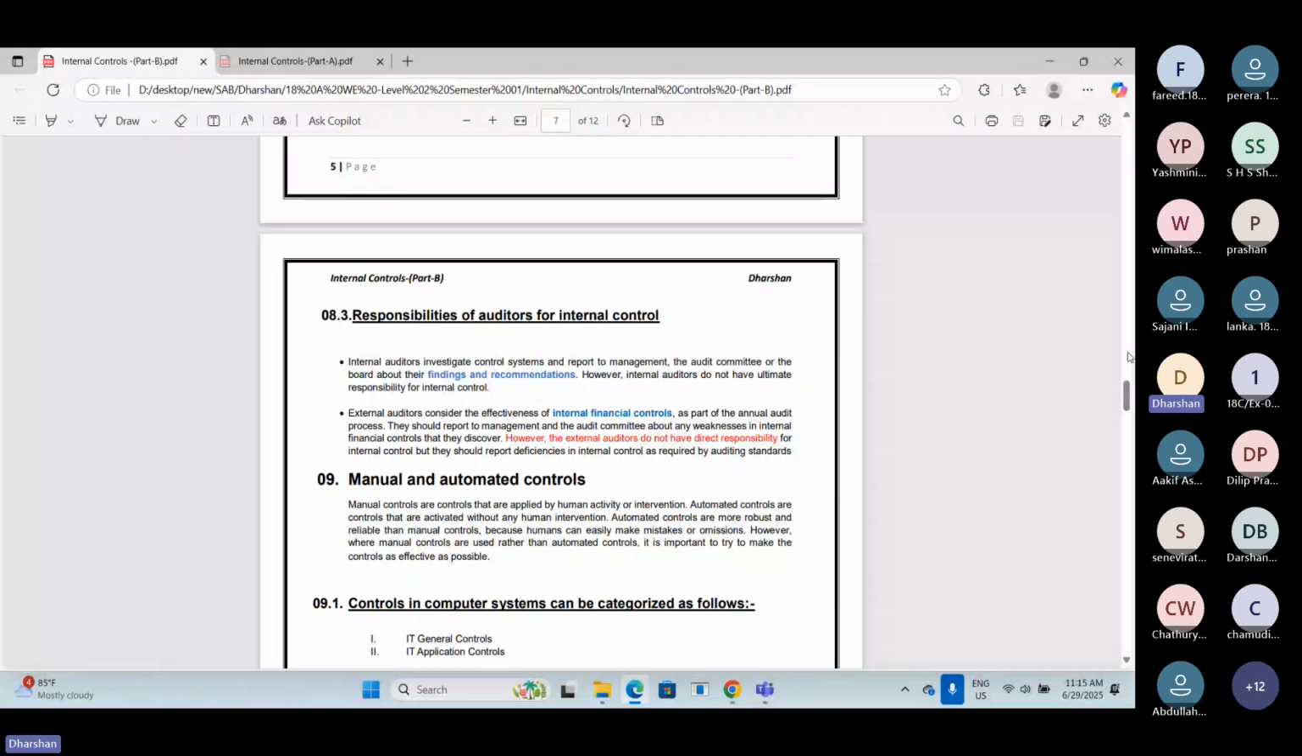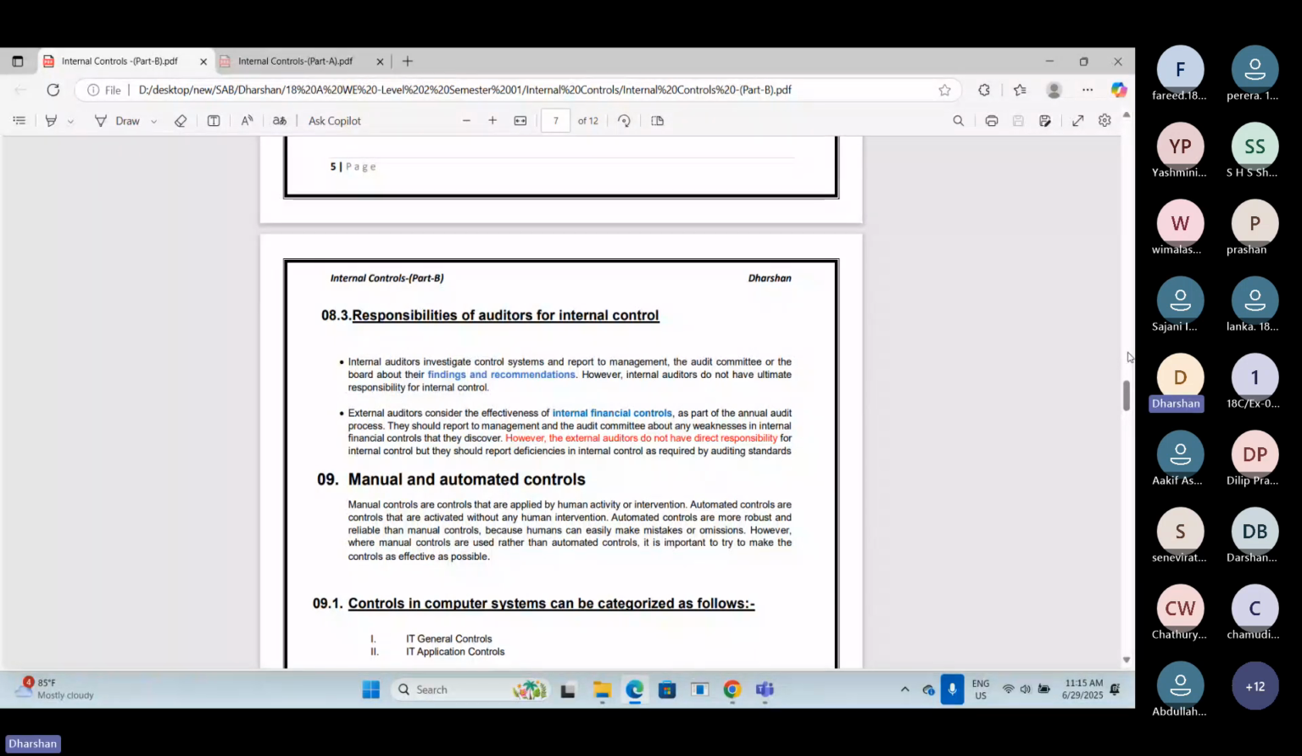In brackets, this is required by auditing standards.